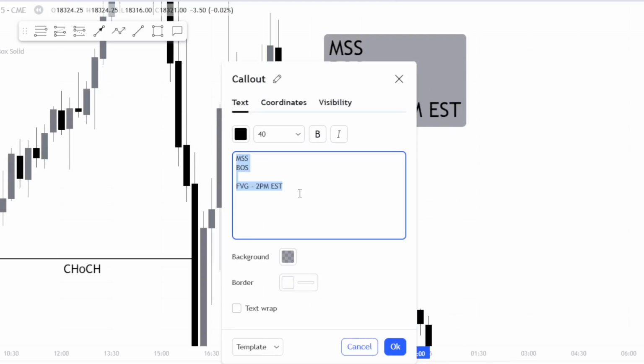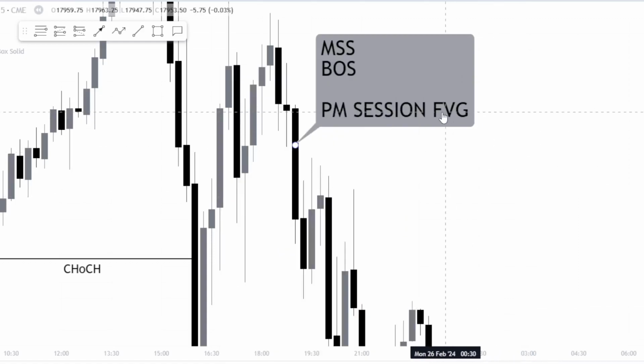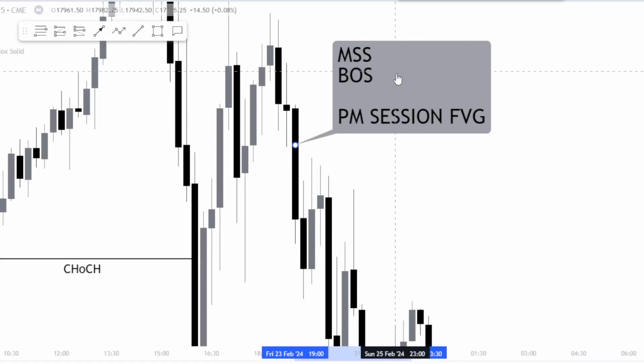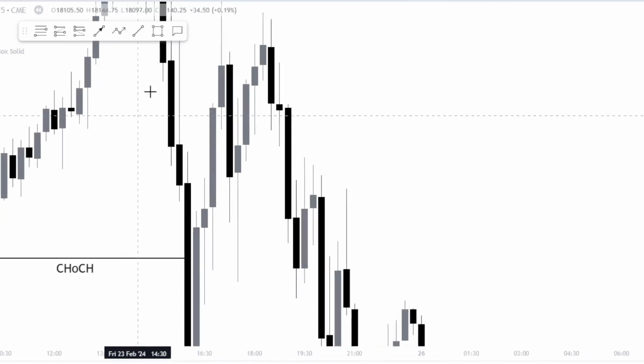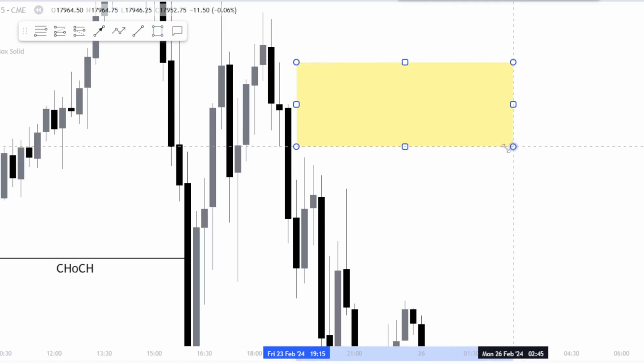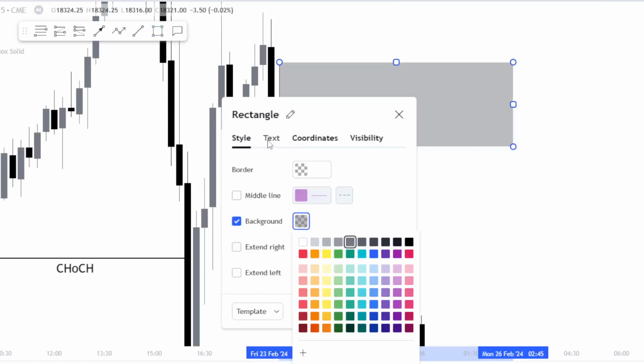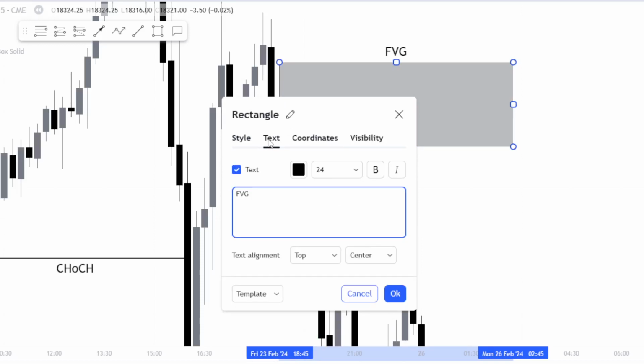So if I'm going to write that in a more responsible way, I'm actually going to label this the PM session fair value gap. The PM session, the New York PM session fair value gap, right? So with that being said, we have an order block in this region, right? This then becomes our order block over here. An order block is something that breaks structure and leaves that timed fair value gap, which is what we're looking for as traders to enter, right?